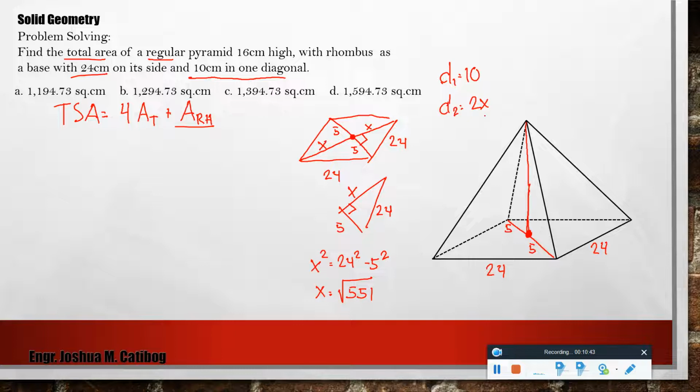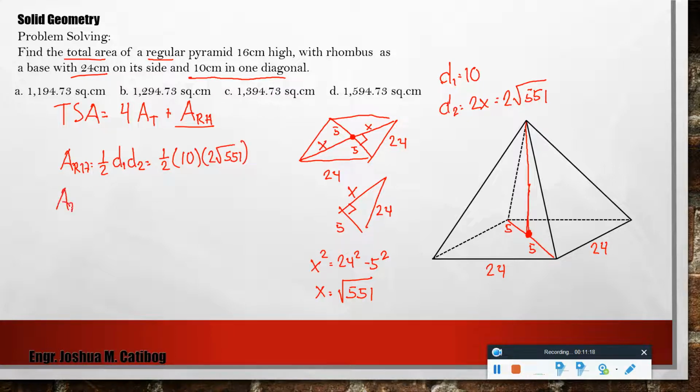Ito po ay x. Ano po ang 2x? Ibig sabihin, 2 times nung ating square root ng 551. Okay, sir. Meron na po tayong diagonal 2. Saan po natin gagamitin yan? Okay, alam naman po natin that the area of a rhombus given our two diagonals is what? Area of the rhombus is equals to 1/2 D1, D2. So from here, 1/2, ang D1 po natin ay 10. So ito po ay naka-centimeters. Multiplied by D2 which is 2 times square root of 551.